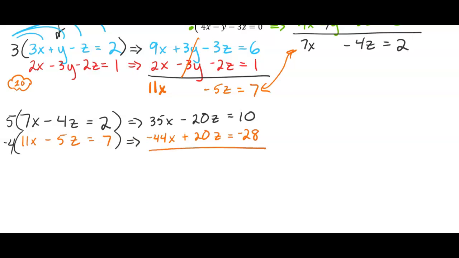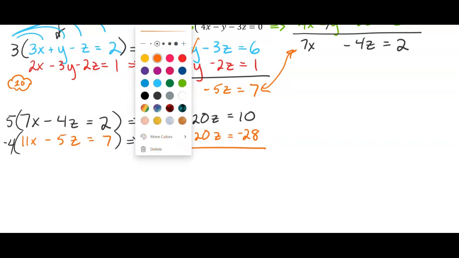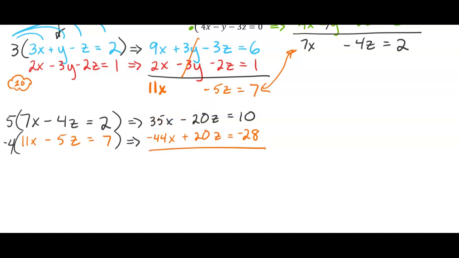Okay, and now we're going to get a new equation, and I'm running out of colors, but we'll put it in purple. Okay. When I add these, so what do I get? A negative 9x, right? Those are out.